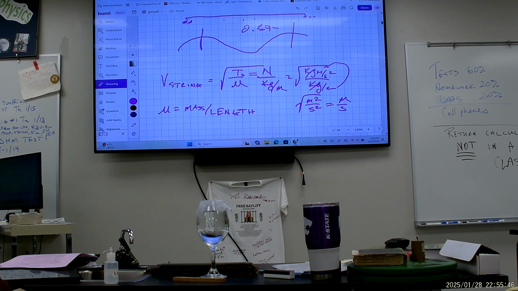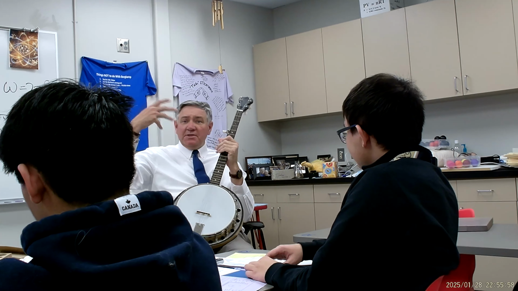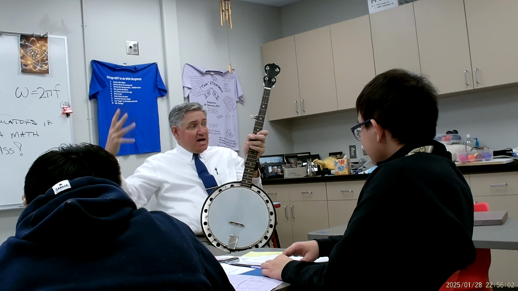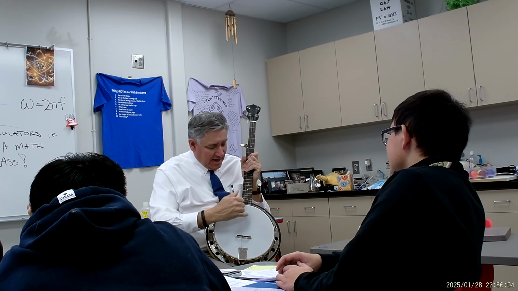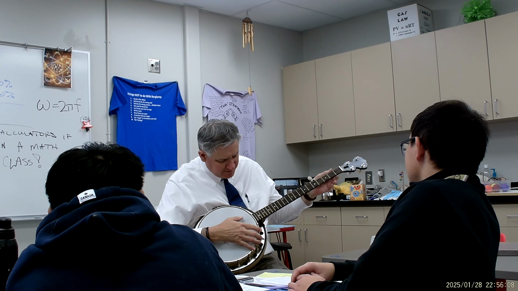So here I've got a basic banjo. If you notice on these strings, some of them are thicker, which are going to have a bigger mass per unit of length. And then you can adjust the tension. So, let me do this one.